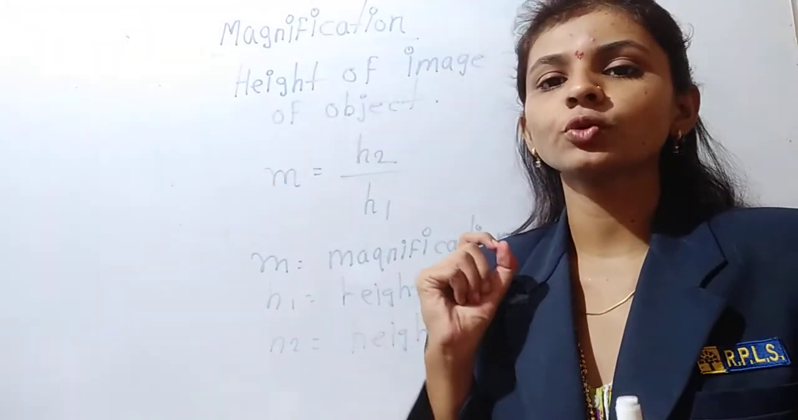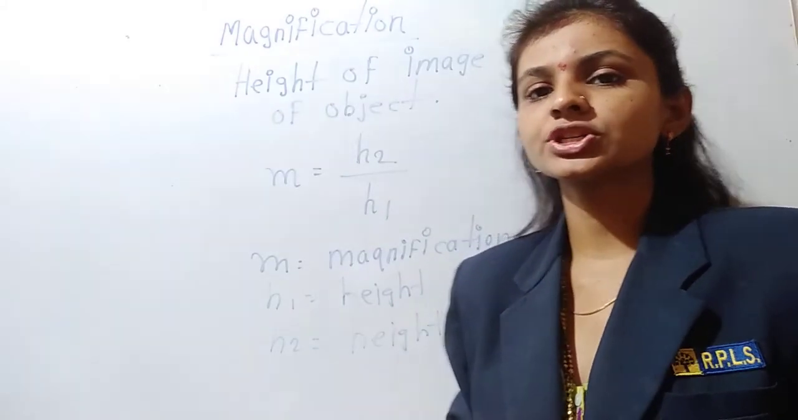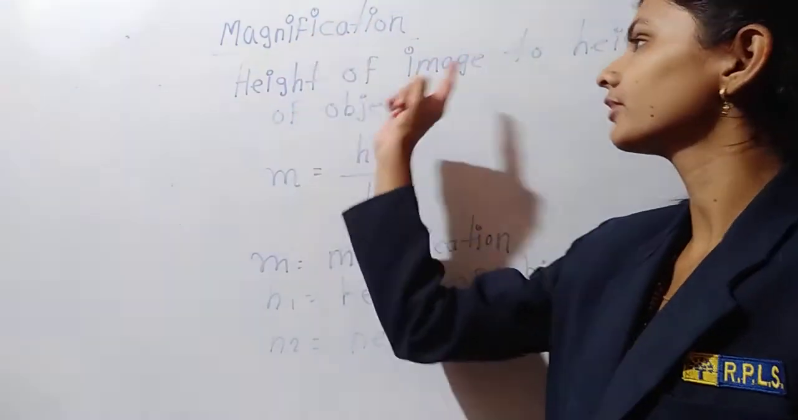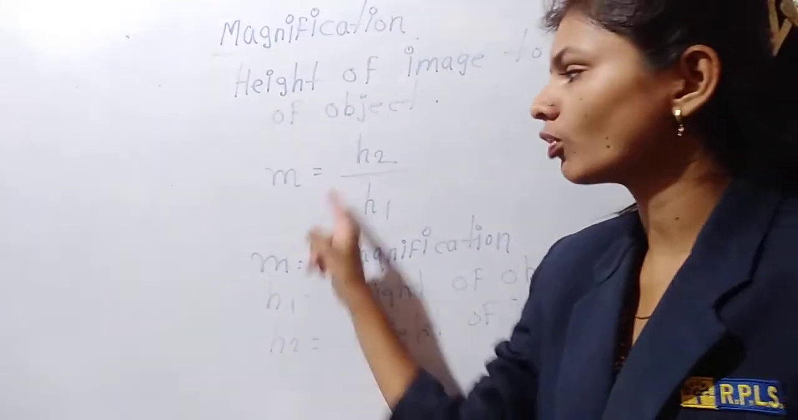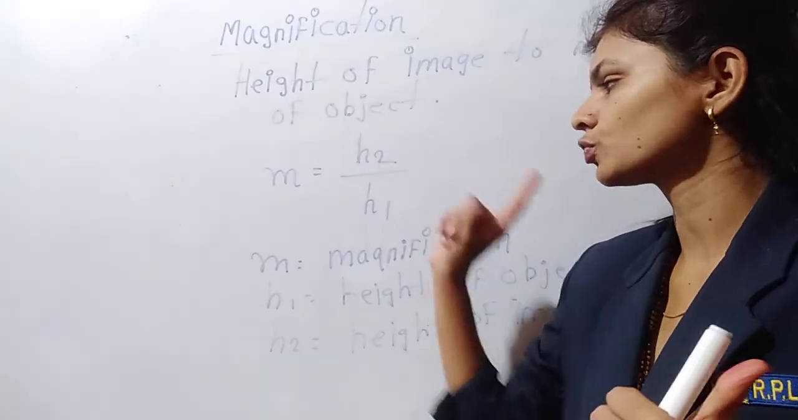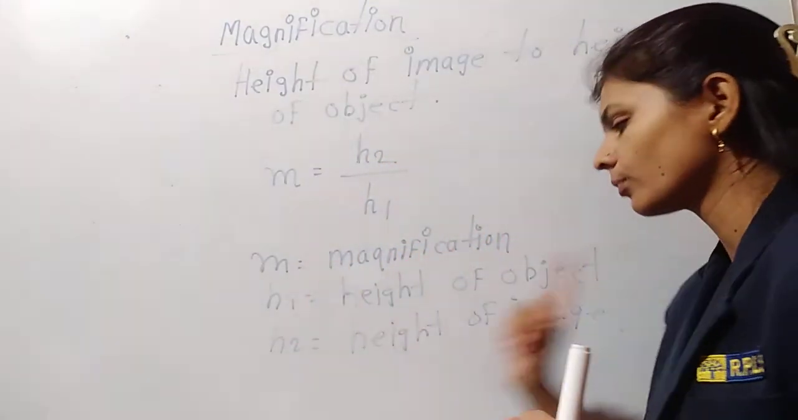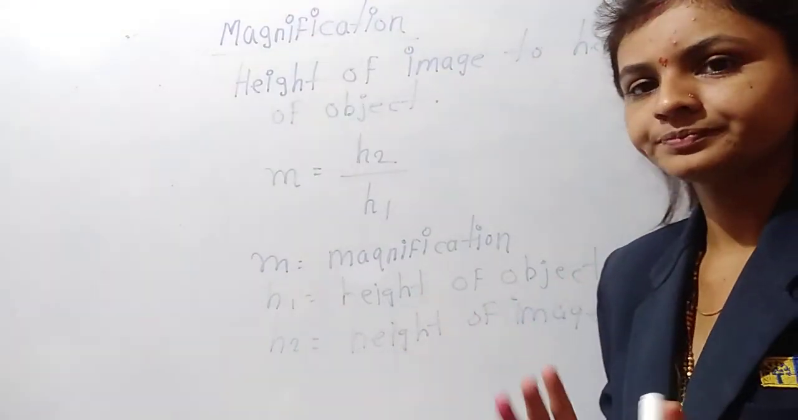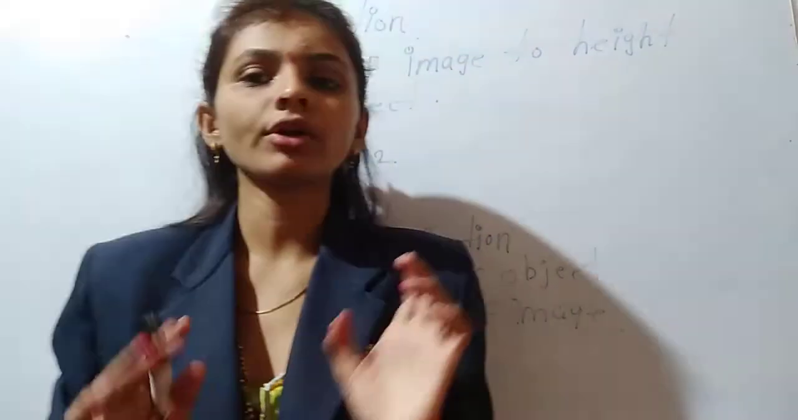It shows the magnification. Magnification is the ratio of the height of the image to the height of the object. It is denoted by small m, and small m is equal to h2 upon h1. Here m is the magnification, h1 is the height of the object, h2 is the height of the image. Now magnification may be positive or negative.